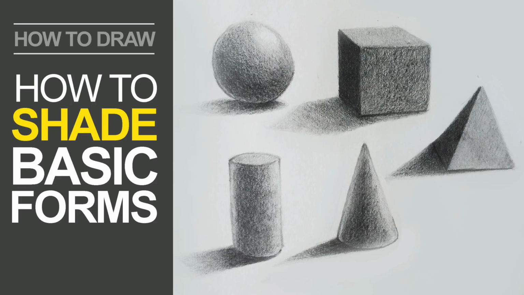Want to create accurate shading in your drawing? Of course you do. Well, it all starts with understanding how to shade basic forms, and that's what we're going to take a look at in this video. We're going to start by just creating shapes, and then adding value to those shapes will create the illusion of form. Let's first determine what a shape is, though.